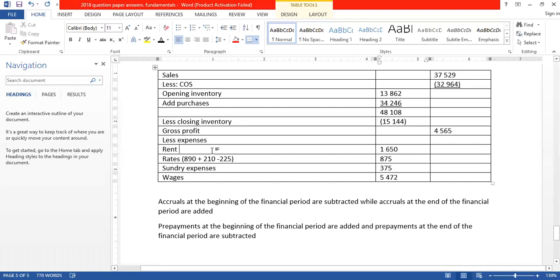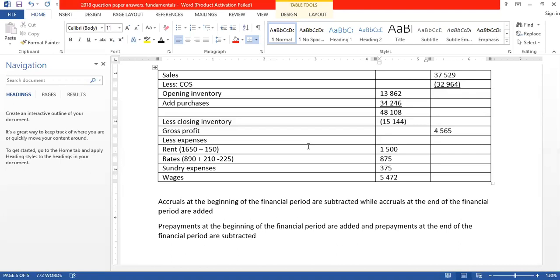That's why under your rent you will have 1650 minus 150. That will give us how much? Obviously that will give us 1500. Okay, now you check what other expenses are we given there. We know that drawings are not expenses, so we leave it out.